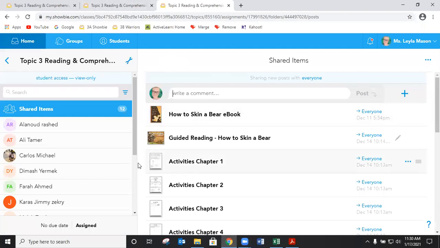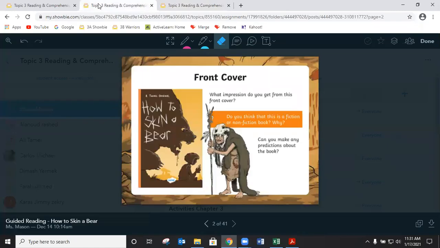Now, what we do is we start by going into the guided reading, How to Skin a Bear. In the guided reading today, we talked about how we can look at the front and the back cover of a book to understand what the book is about. We discussed, do we think that this is a fiction or a non-fiction book? And most of us guessed that it was probably a non-fiction book because it looked like it was going to be instructional. How to Skin a Bear would be giving us instructions on how to take off the skin to use for clothing or for a tent.